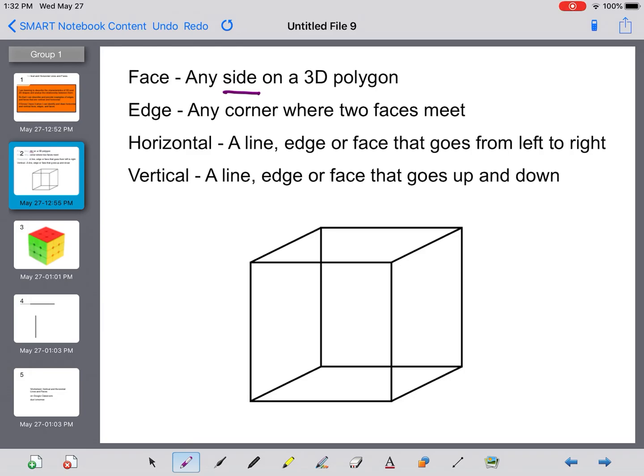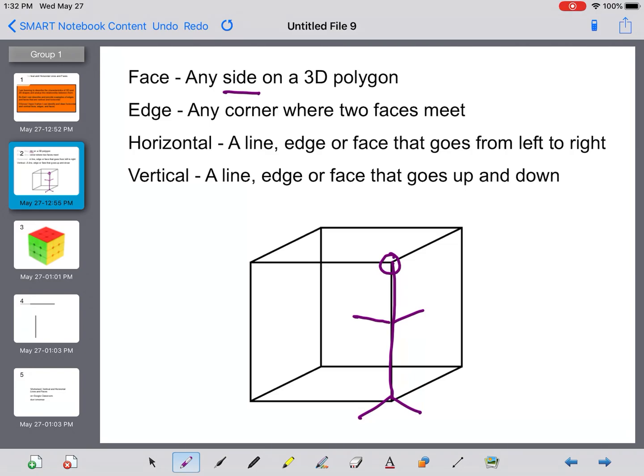So when I say corner, I don't mean a corner where there's three sides meeting. I mean a corner where only two sides are meeting. So this line here would be an edge. I'm starting to make a little man here. There we go. Horizontal means a line, edge, or face that goes from left to right.